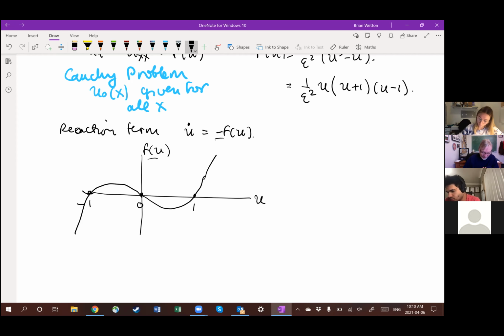And if I draw the arrows, remembering to change the sign, f is negative here, so I've got positive arrows here, I've got arrows this way, and arrows this way, and arrows this way. And so from here, I can see that these guys are stable. And this guy's unstable.